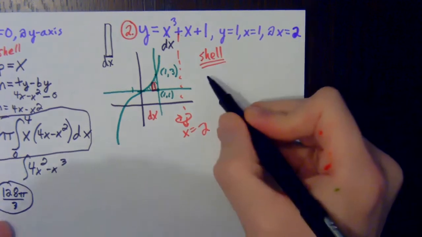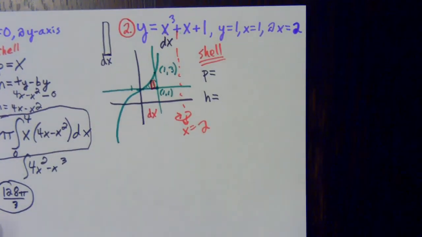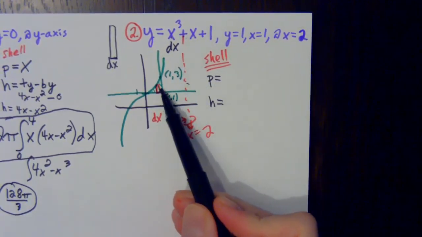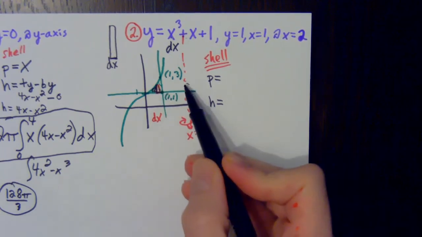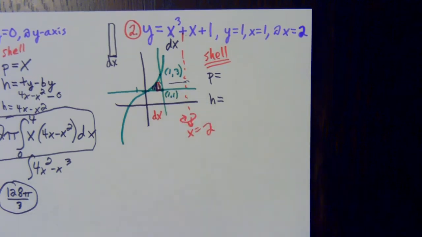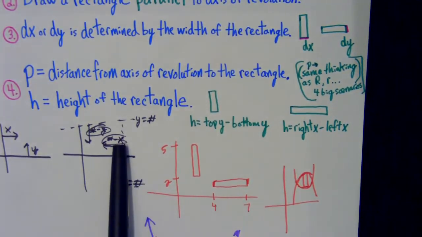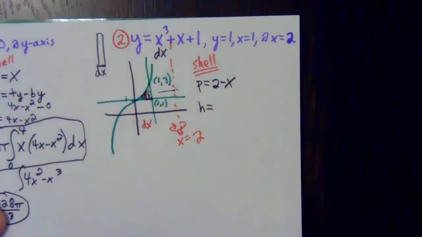Now, since it's a shell method, we're going to need to figure out what the p and the h values are. So the p value is the distance from this axis of revolution back to your rectangle. And again, that rectangle could have been anywhere in there. You're measuring from that axis back, and it's different every single time. That's one of our 4 big scenarios. Anytime I measure from that axis backward, it will always be whatever that number is minus x. Start with that, write that down. So it's going to be 2 minus x.